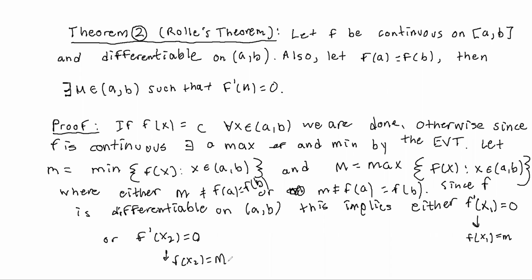So what we're saying is, since f is differentiable, and since we know we have the extreme value theorem, we can use theorem 1 to assume that there exists a point x1 or x2 such that the derivative of the function is equal to 0 at that point. So that's the proof for that one.